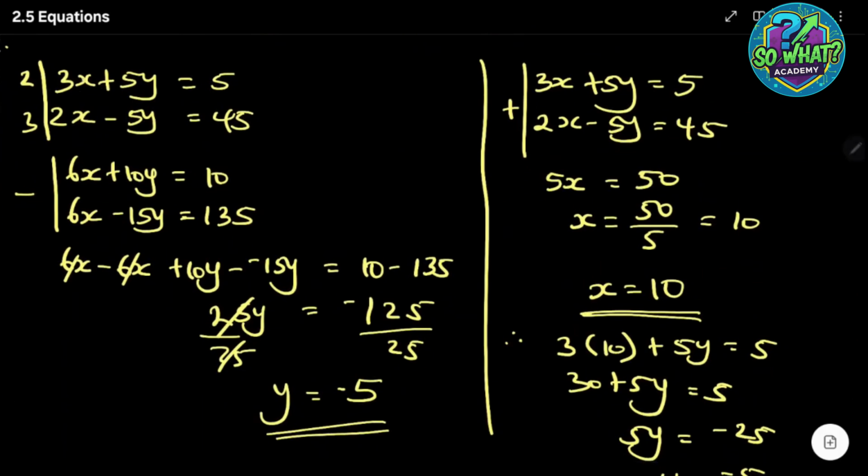So for example here x is 10, meaning this is 30. y is negative 5, meaning this is negative 25. So it is 30 minus 25, which is 5, and it's balancing. Always check and see. Is it balancing? Is it proving the equation? Is the equation coming out? So if it comes, well and good.